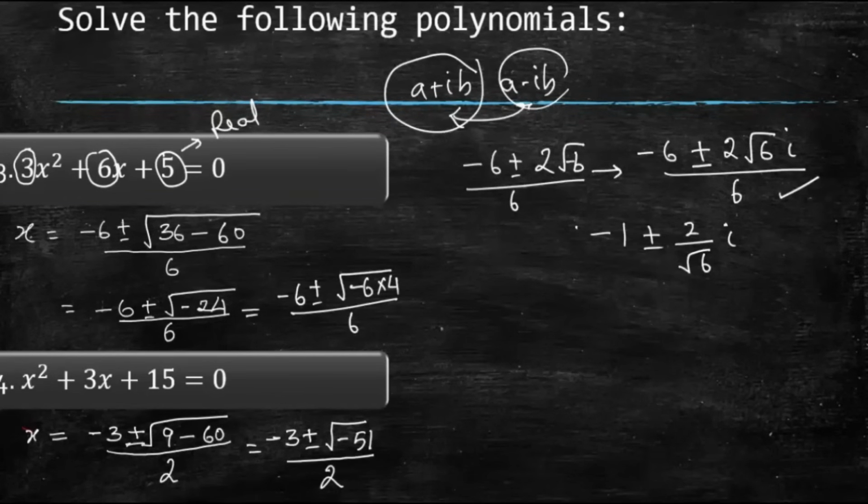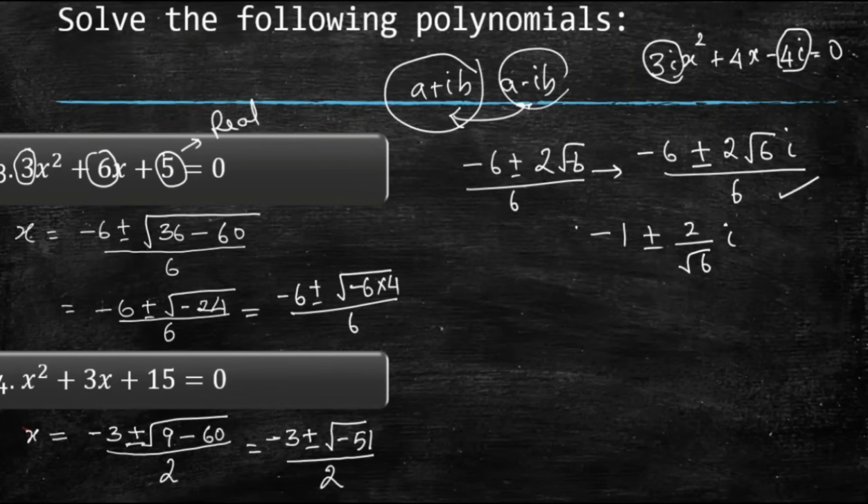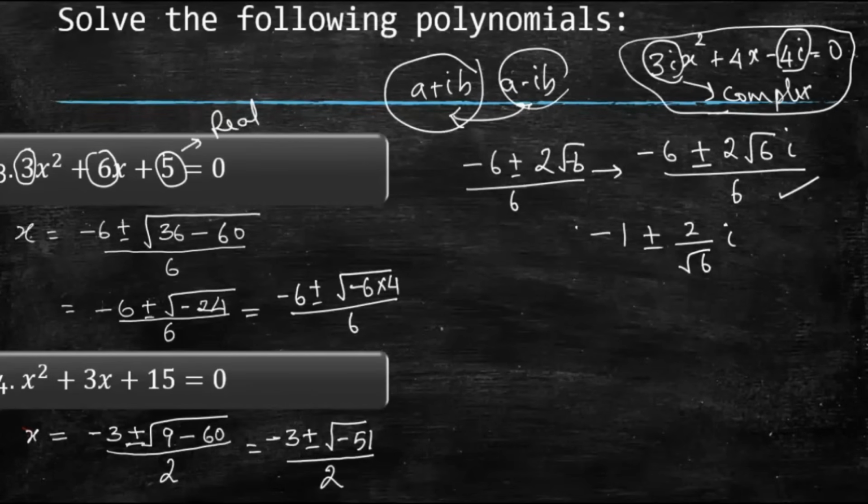If I have something like 3i x squared plus 4x minus 4i equal to 0, you can see that the coefficients have i in them, which are complex numbers. Therefore in this case the coefficients are complex, and it doesn't give you roots with conjugate pairs. So roots with conjugate pairs will occur only when you have equations with real coefficients.